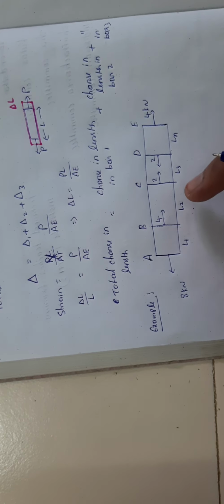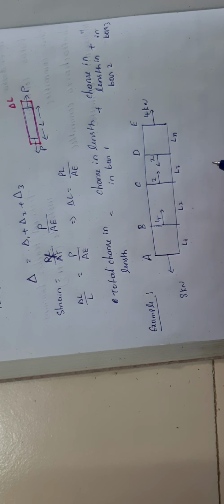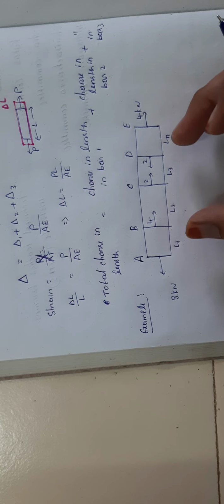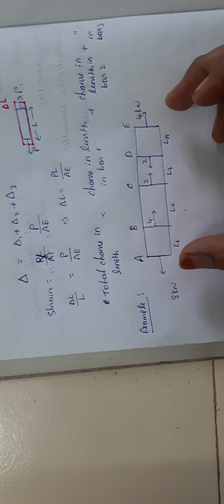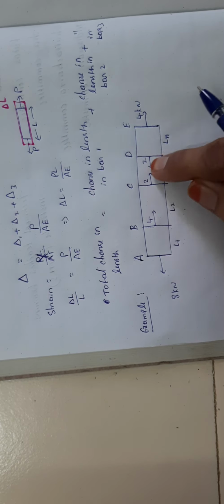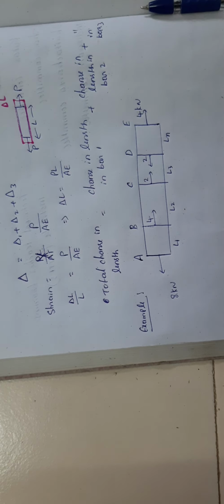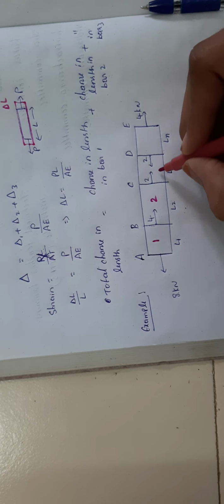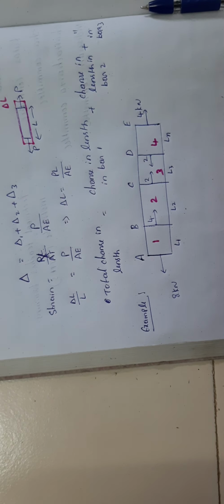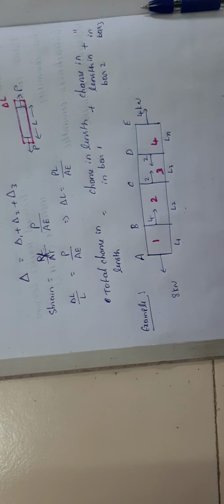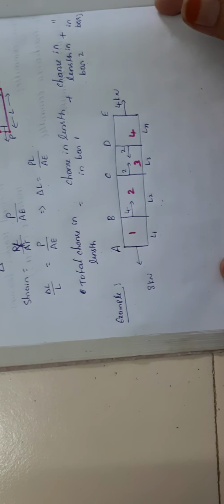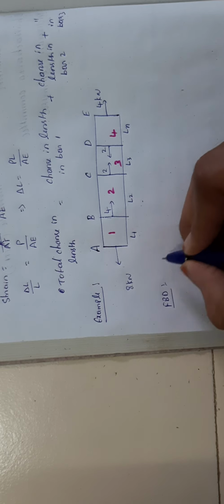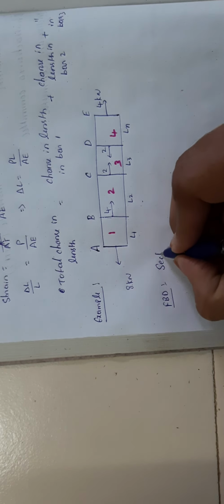Now we need to analyze this kind of system. What you do first is decide how many sections this bar has. This bar has 1, 2, 3, 4 sections, right? So the first step in solving this kind of problem is to draw the free body diagram of each section. So let us take the free body diagram of section 1.